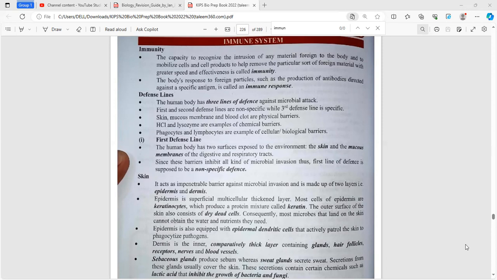So firstly, immunity is the ability of the body to recognize a foreign body or a pathogen and then mobilize the cell products or the immune cells to act against that foreign material or pathogen. As we talked about the three lines of defense, the first line of defense is the human skin. Microorganisms naturally cannot penetrate the human skin because of the thick layer of keratin on it.